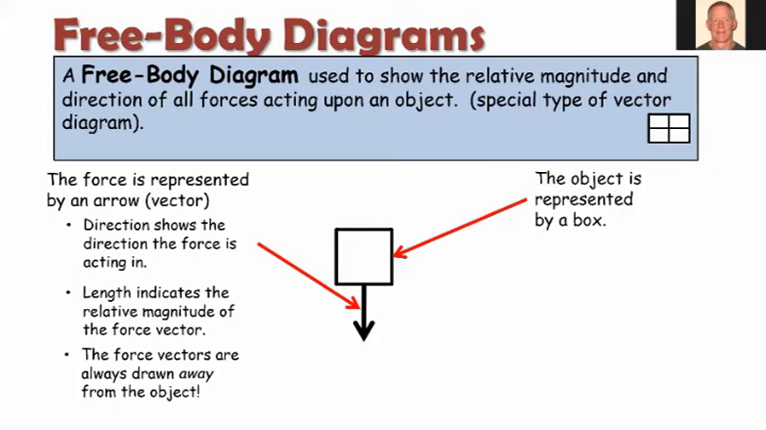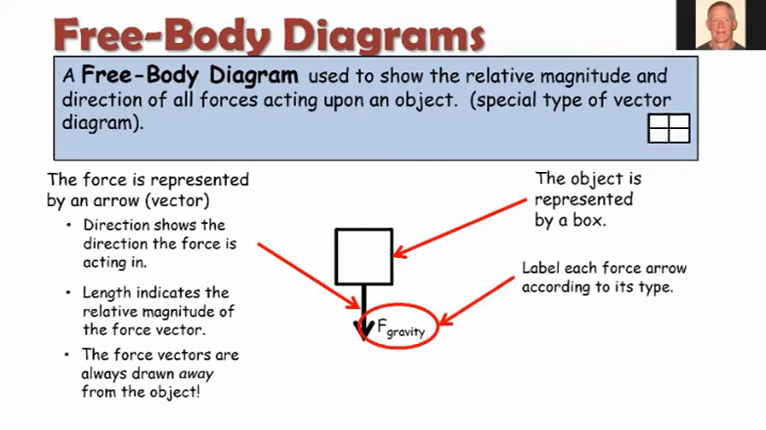We would not show the vector arrow going into it. And as you look at some examples, you'll see that it's pretty easy to draw that consistently where the arrows are always going away from the object. So in this example, we might have a downward force that is due to gravity. So it's good to label each force with a capital F, and then in the subscript, what is the type of force that we're working with.